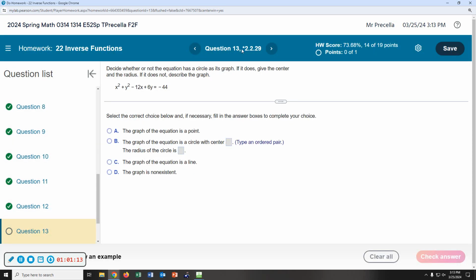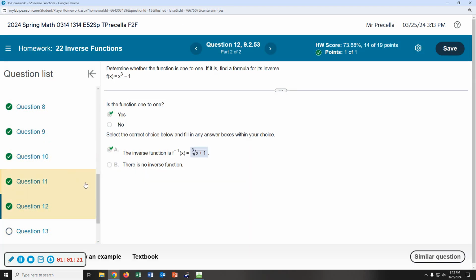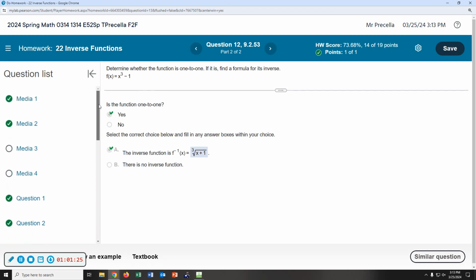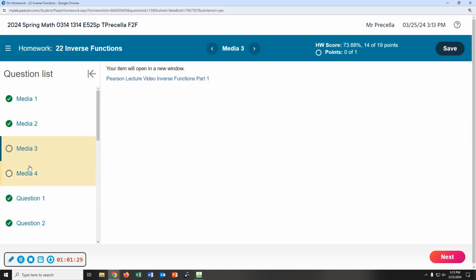I think number 13, oh, it's circles. Completing the square with circles. Have we done all of the ones? Is this the last? I think that's the last new material. Did we do everything? I clicked on these media here and there, but yeah. Any questions?